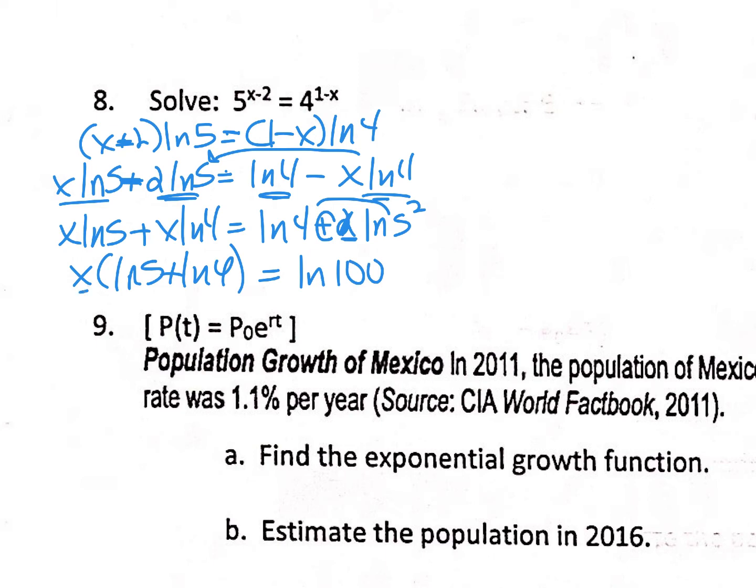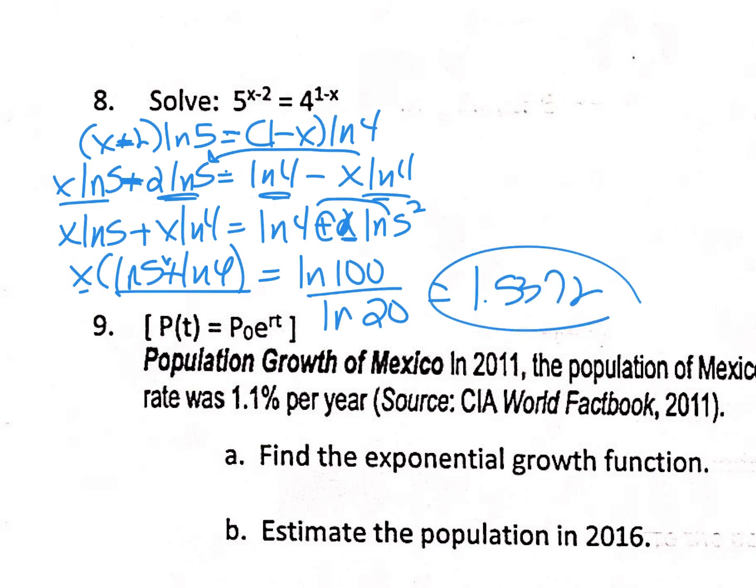Then finally, to get the x by itself, I'm going to divide both sides by that parentheses, but that parentheses has addition in it. And remember, addition means multiplication, so 5 times 4 is 20. You can make that natural log 20. I'm going to punch that in the calculator. We got 1.5372. I'm going to punch it in, make sure you get that.